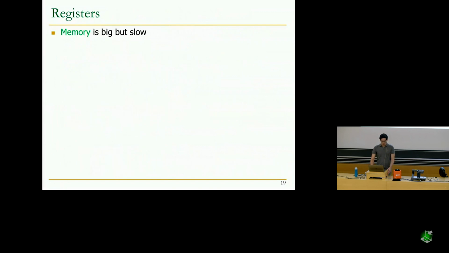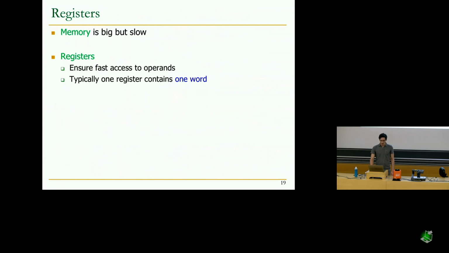So, as I said, we have the memory, but it is slow, although it's big. So that's why we want to use the registers. And as you will see also, we need a way of moving data from the memory to the registers and from the registers to memory. So we are going to use these registers to have fast access to the operands. And typically, one register, as we said before, contains one word.